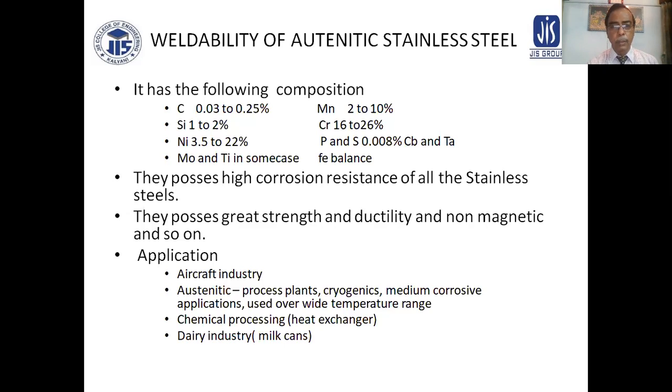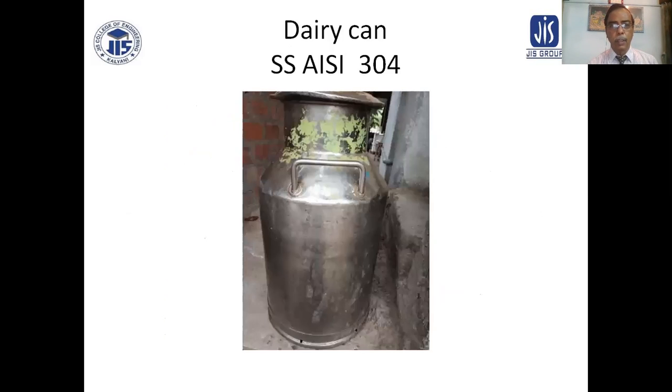Austenitic stainless steel is the 304, 308 series, AISI 304 or 308, or 316 with molybdenum. These are the austenitic stainless steels. This is the stainless steel AISI 304. AISI means the American Iron and Steel Institute. 304 is the grade called austenitic stainless steel. This is a milk can produced with austenitic stainless steel.